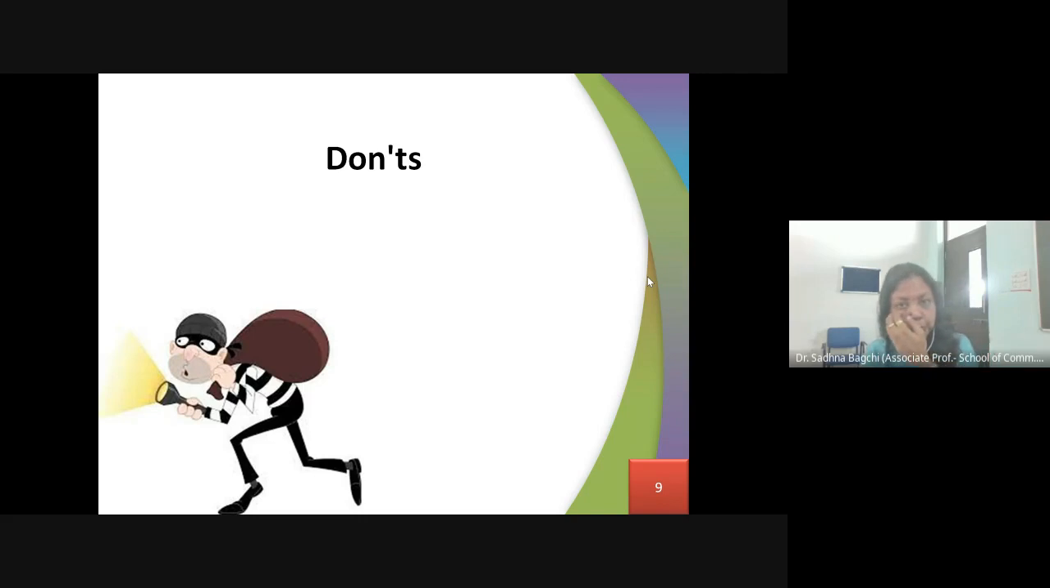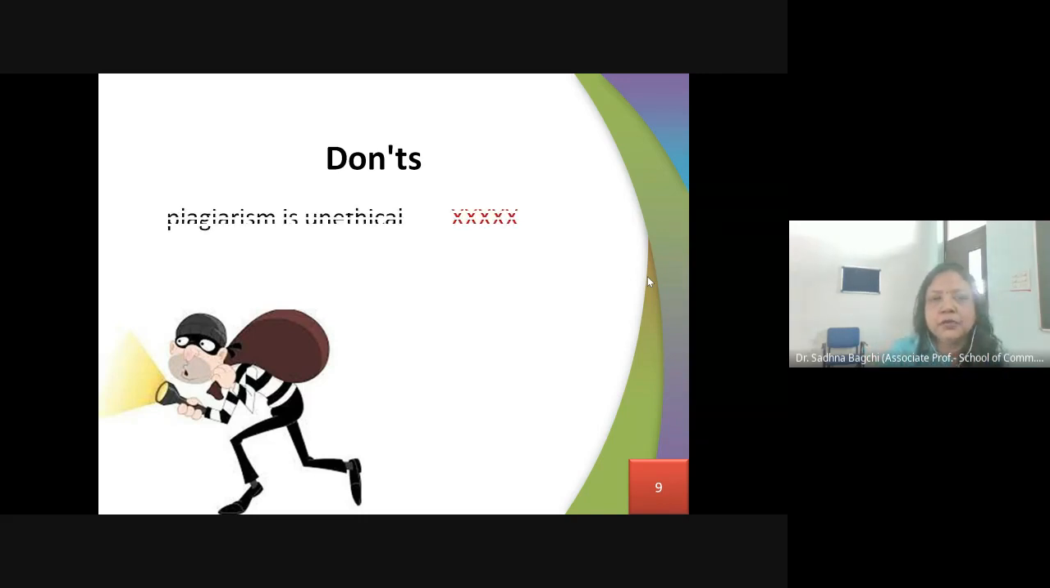Now, the don'ts. What are the things you should not do? Now comes plagiarism, or the similarity index. Plagiarism is very unethical. Plagiarism means taking the contents of some author and pasting them into your research paper. It's just like stealing the belongings of someone without giving credit to that person. That is called plagiarism.